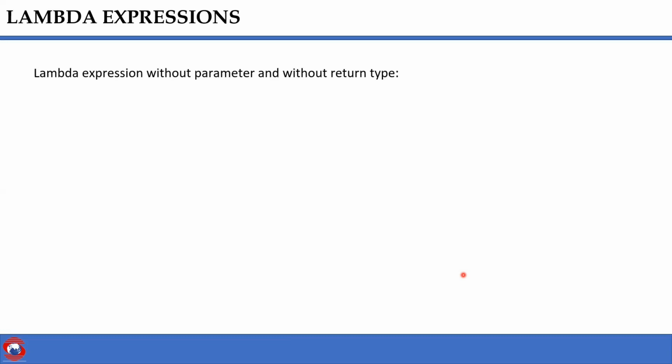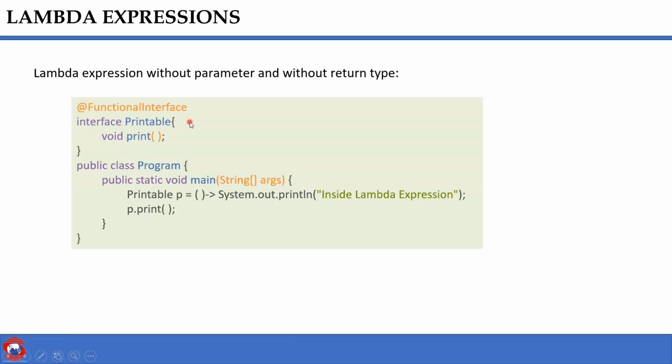Lambda expression without parameter and without return type. Here Printable is a functional interface which contains a single abstract method, print, and this is the implementation of that particular functional method, nothing but print.